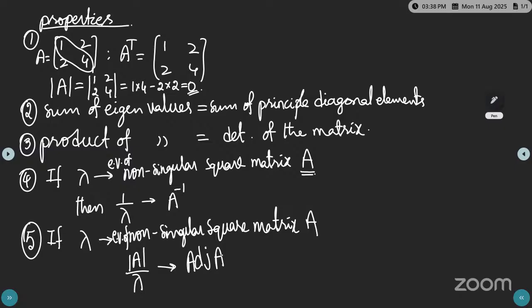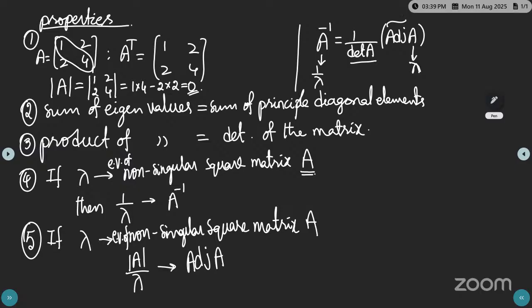Okay, how can you say this? What is A inverse? 1 by determinant of A into adjoint A. If lambda is an eigenvalue of A, then for A inverse the eigenvalue is 1 by lambda. Now you just bring this det A towards the left. Det A by lambda will be an eigenvalue of adjoint A. Got it or not? But in these two cases, the matrix A is supposed to be non-singular. Its determinant is not equal to 0.